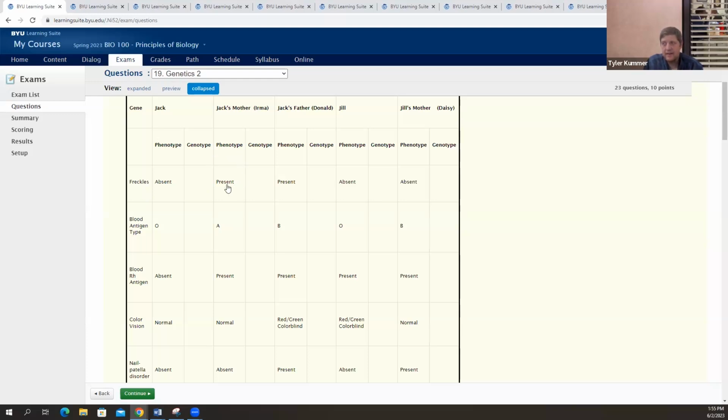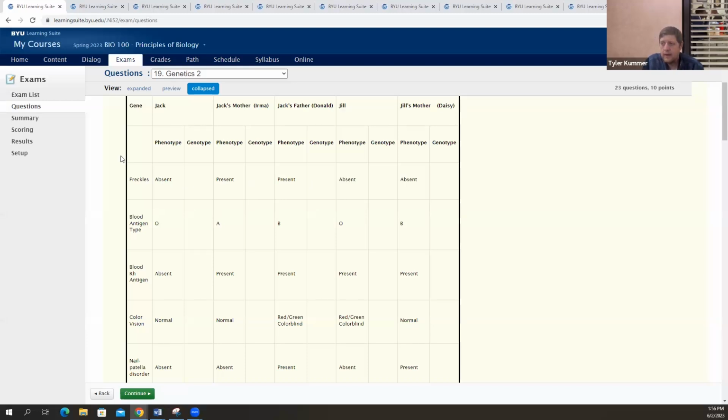And because it's dominant, then Irma and Donald can be heterozygous. They can have one big F, one little f, one big F, one little f. If that were the case, then we would do our Punnett square, and we would end up having a 25% chance of them having an offspring that would not have freckles like Jack. So that tells us what their genotypes have to be because of the pedigree chart, the pedigree that they have.